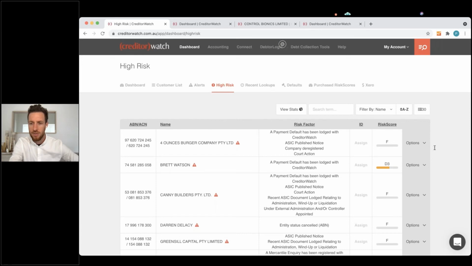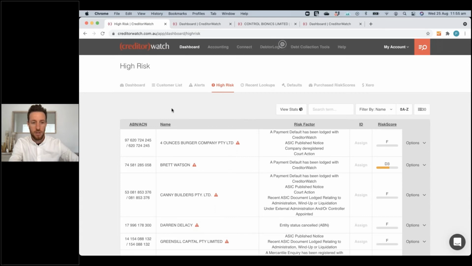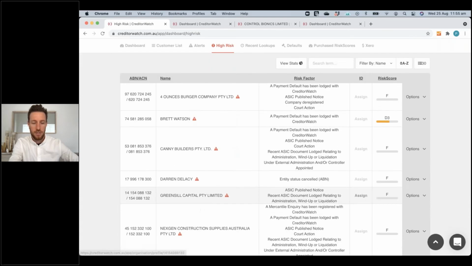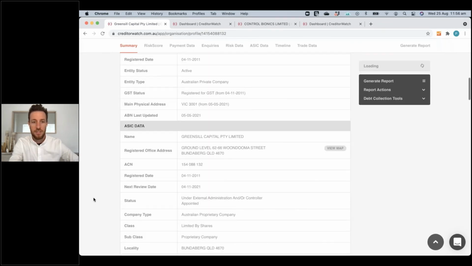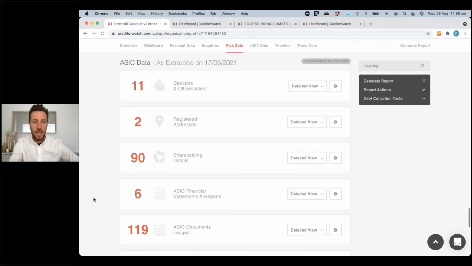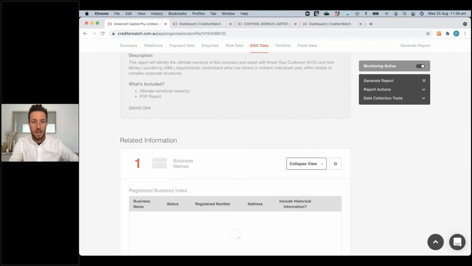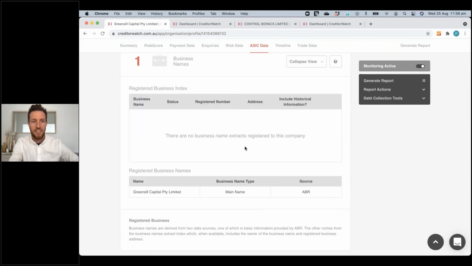Is that a good practice to deal with such entities? What are the checks that need to be taken? That's a good question. Let me just see. Greensill might be a good one. So Greensill Capital Proprietary Limited is the official name. If we scroll down to the bottom, however, this is where you'll see other business names.